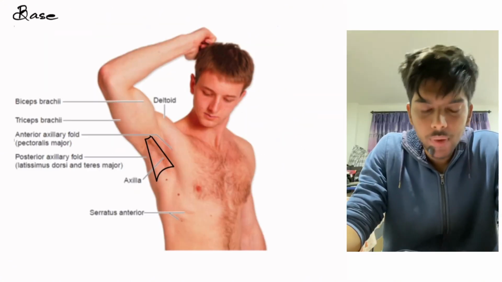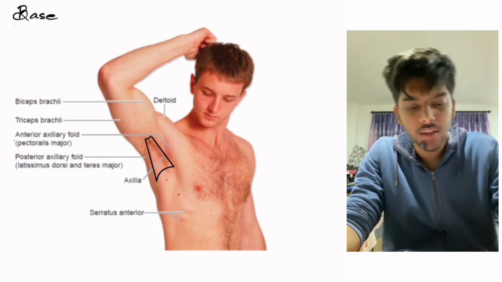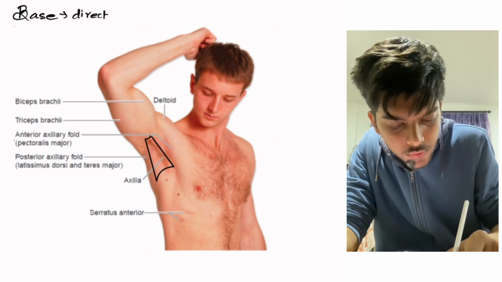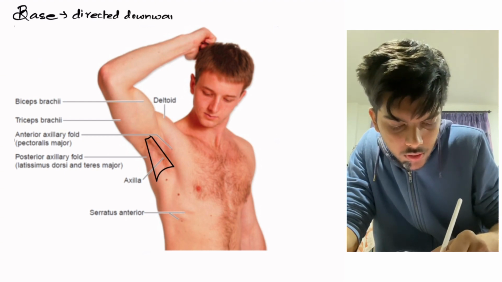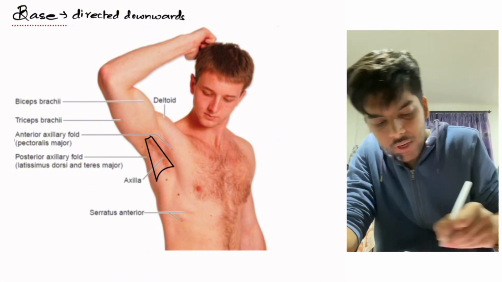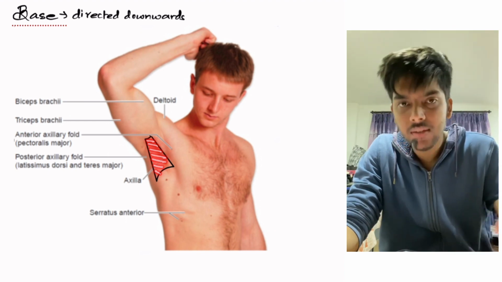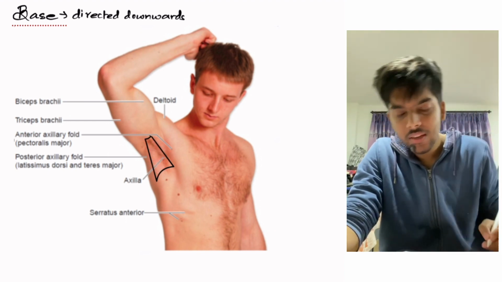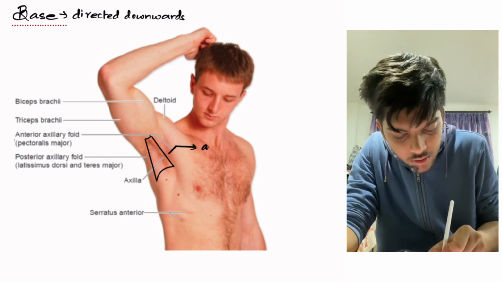Next up, we have base. Base of the axilla is present at the bottom of the axilla, and it is directed downwards. Base of the axilla is present at the armpit region, or at the region of axilla just behind the axillary fossa. The base is bounded anteriorly by the anterior axillary fold.